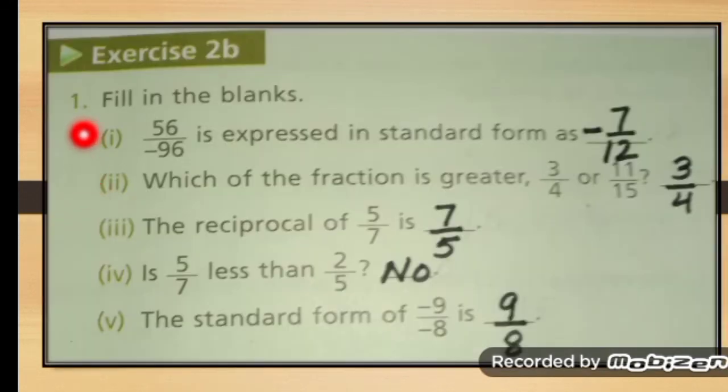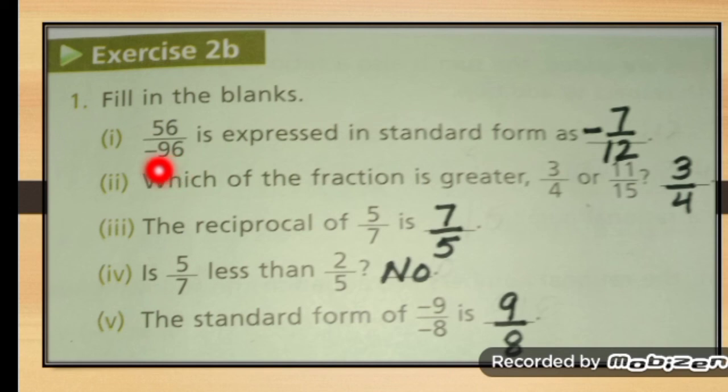Now we will solve question number 1. We are solving this question at the end because this question covers the complete exercise. Question number 1 is fill in the blanks. Statement 1 is 56 by minus 96 is expressed in standard form as. In this statement, we have to express 56 by minus 96 in standard form. As you know, in standard form, the denominator must be positive and the rational number must be in lowest form.